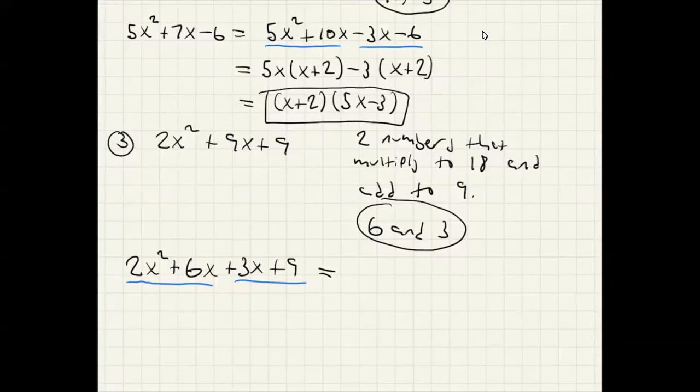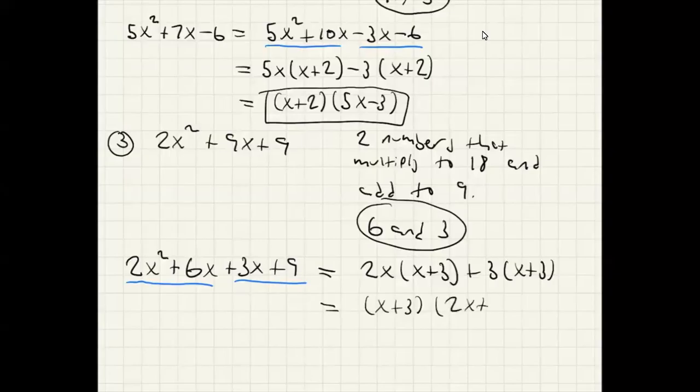The first two terms have a 2x in common, so we could write it as 2x, and then we have x plus 3. And the last two terms have a 3 in common. So it'll be x plus 3. And now these two terms have an x plus 3. So we're left with this.